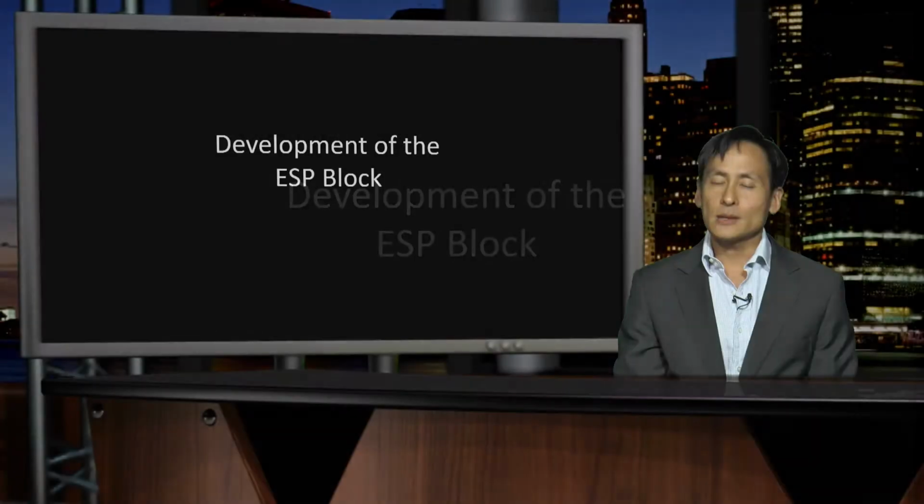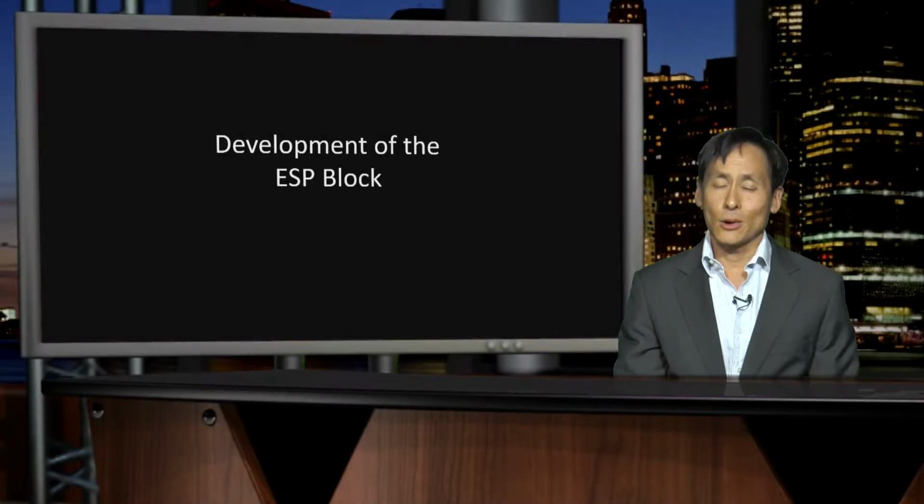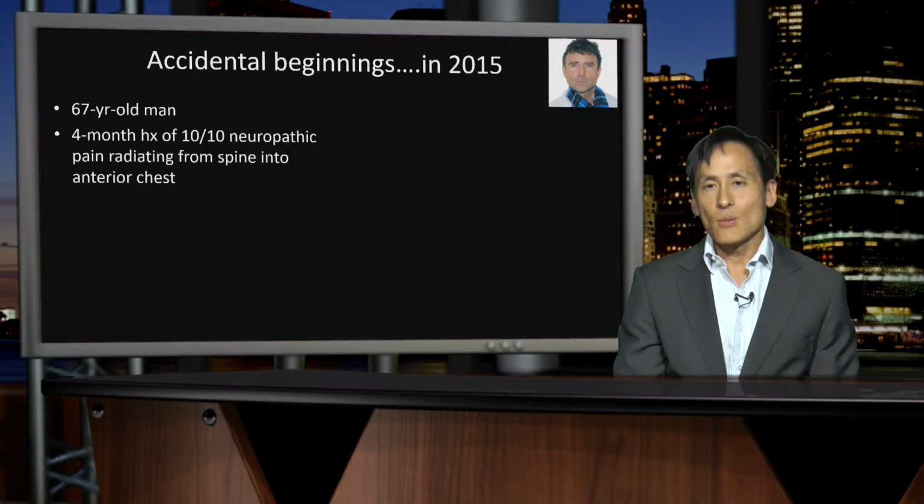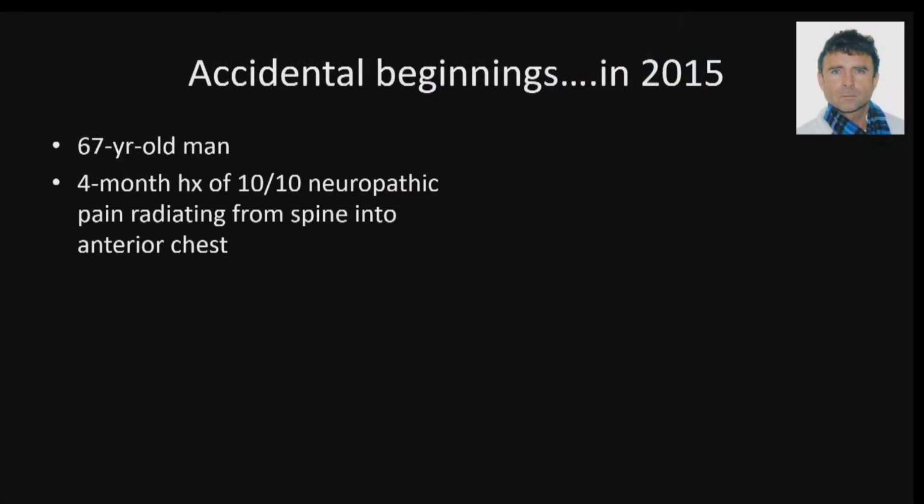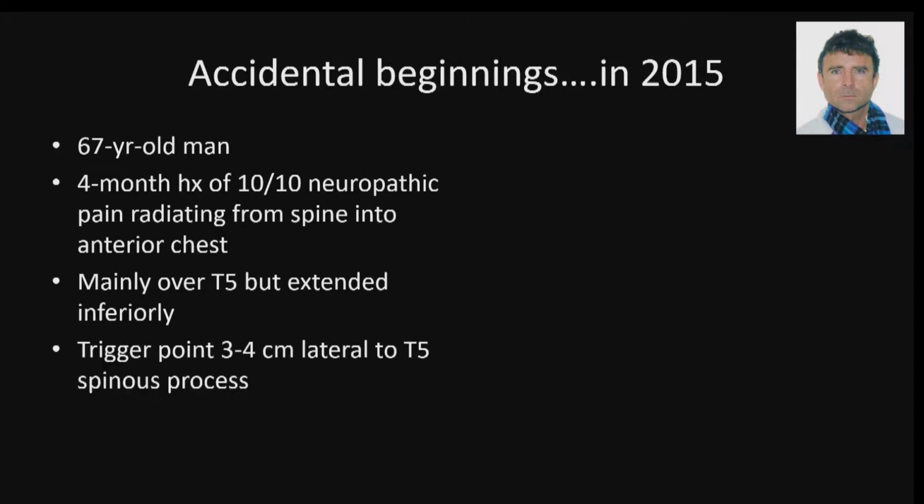The development of the ESP block is quite a fascinating story, and it really illustrates, I think, the intersection of serendipity as well as scientific investigation. Mauricio Ferrero, back in 2015, was presented with a 67-year-old man who had a 4-month history of severe neuropathic pain that radiated from his spine all the way into his anterior chest. And it appeared to be located mainly over the T5 dermatome, but also extended slightly inferiorly.